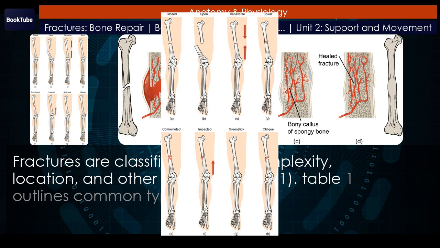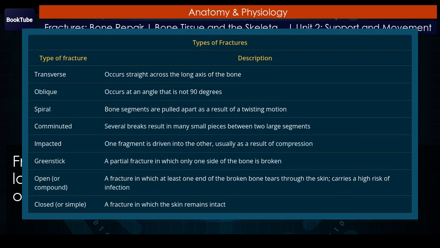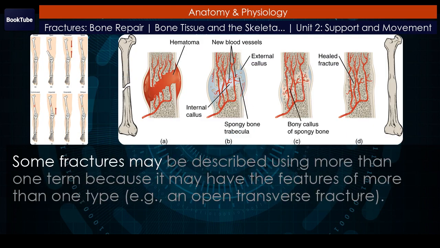Figure 1. Table 1 outlines common types of fractures. Some fractures may be described using more than one term because it may have the features of more than one type, e.g., an open transverse fracture.